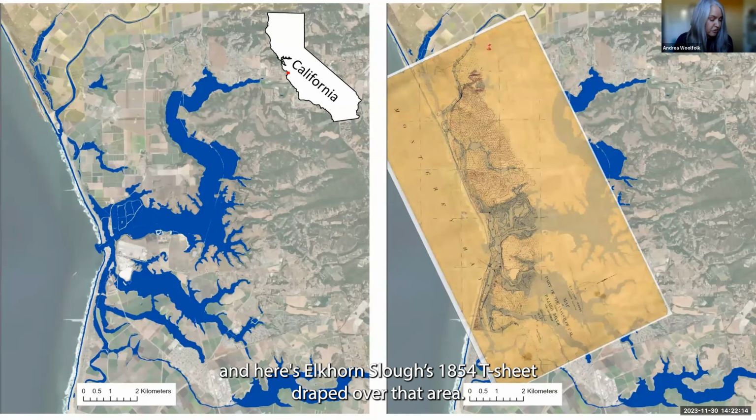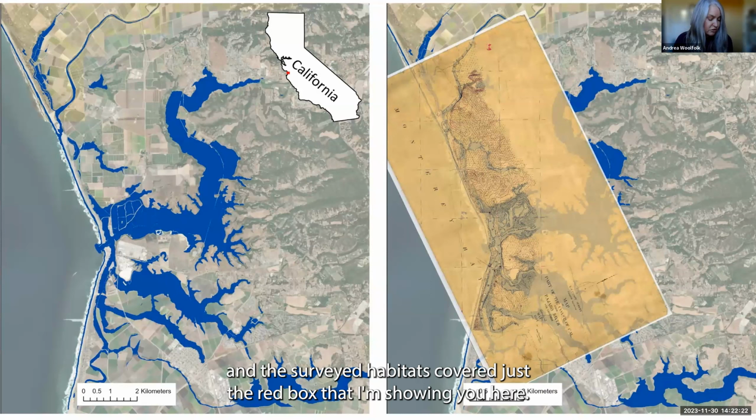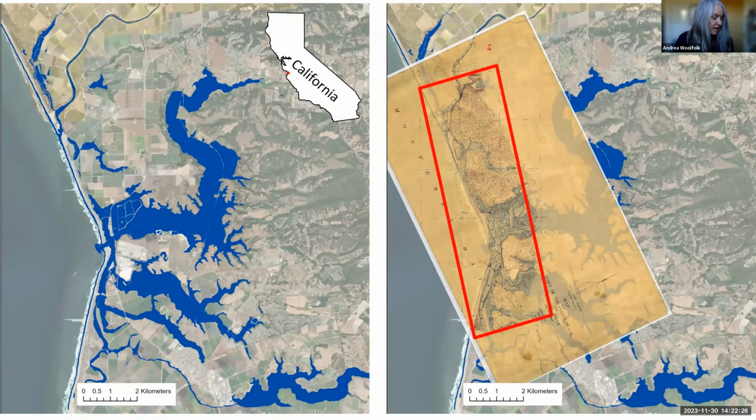And here's Elkhorn Slough's 1854 T-sheet draped over that area. Hopefully you can see that the T-sheet includes quite a bit of blank space, and the surveyed habitats cover just the red box that I'm showing you here. And as you can probably intuit from this slide, after we acquired the high resolution color surveys, we geo-referenced them so we could use them in GIS software.